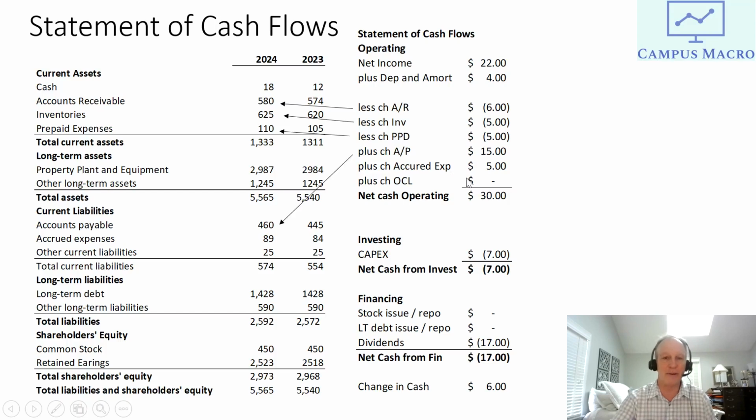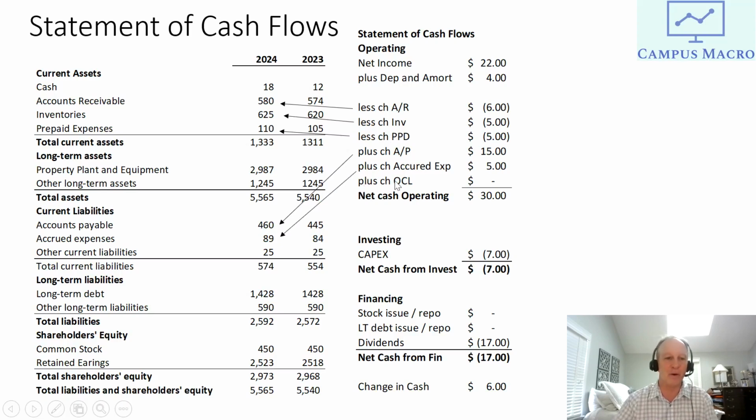So let's think about accounts payable here. Accounts payable went from 445 to 460. So this is something that we bought, but we never wrote the check. So these are a lot of expenses, accounts payable, and we just haven't written the check yet. And so because of that, we get to increase our cash. We kind of knocked it down in net income, but it really hasn't left the building yet.